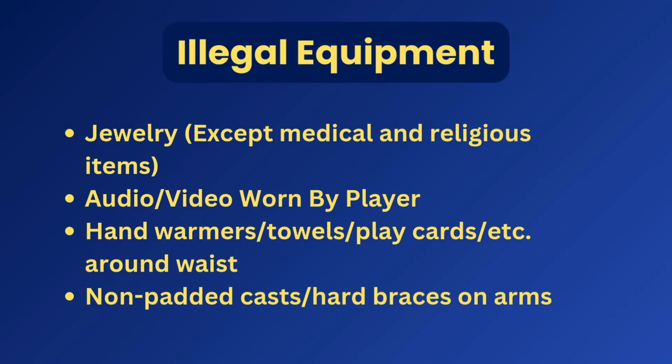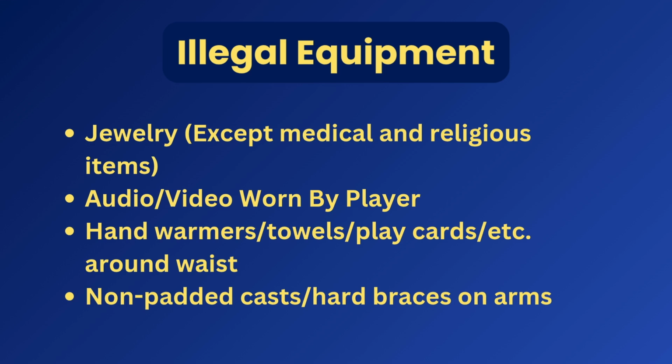We've seen a few players with those this year. But any kind of metal jewelry, bracelets, necklaces, watches, earrings, piercings, those must be taken off prior to play. Players cannot wear audio video. They cannot have anything around their waist. So they can't have hand warmers, a towel stuck in their waistband, or a play card around their waist. They can't have anything around their waist because that's going to interfere with players trying to get to the flag belt. They can wear a play card, it just needs to be on their arm.